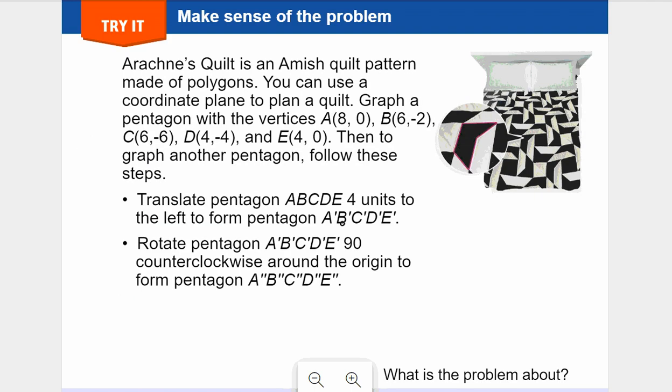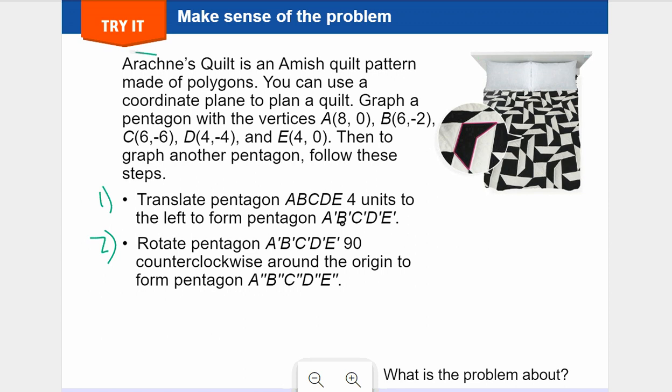So here's your problem for today. Let's read it through. I want you to think about it. We're going to read it through a couple times. Arachne's quilt is an Amish quilt pattern made of polygons. You can see an example to the right. You can use a coordinate plane to plan a quilt. Graph the pentagon with the vertices A, B, C, D, and E that are given there. Then to graph another pentagon, follow these steps. First, translate pentagon A, B, C, D, E 4 units to the left to form A prime, B prime, C prime, D prime, E prime. And then number two, rotate that new shape, A prime, B prime, C prime, D prime, E prime, 90 degrees counterclockwise around the origin.